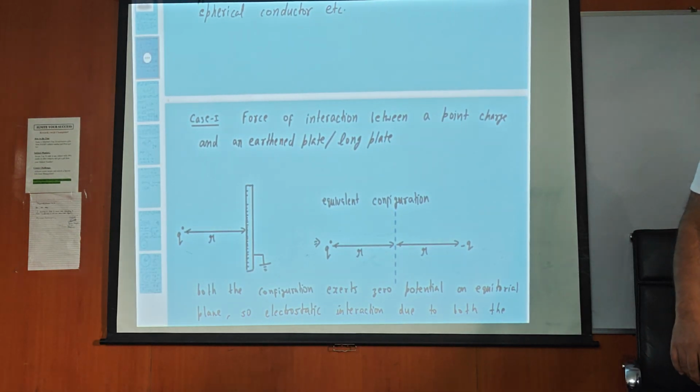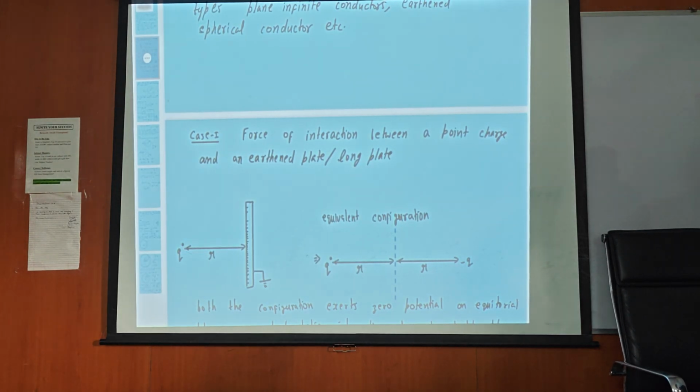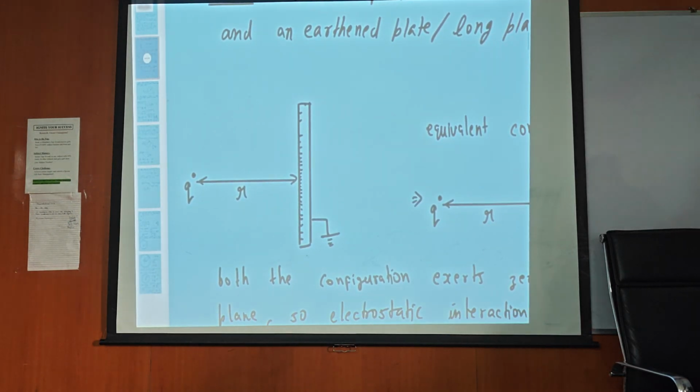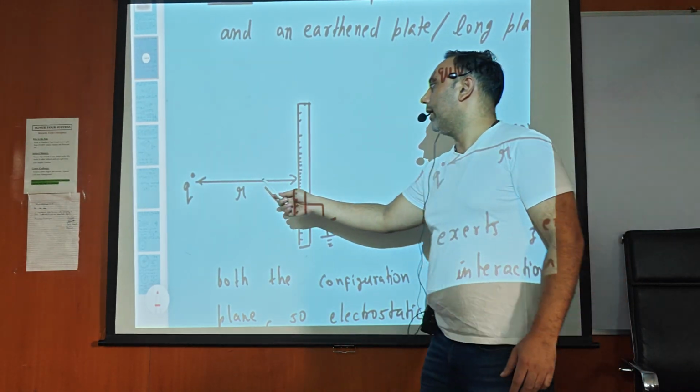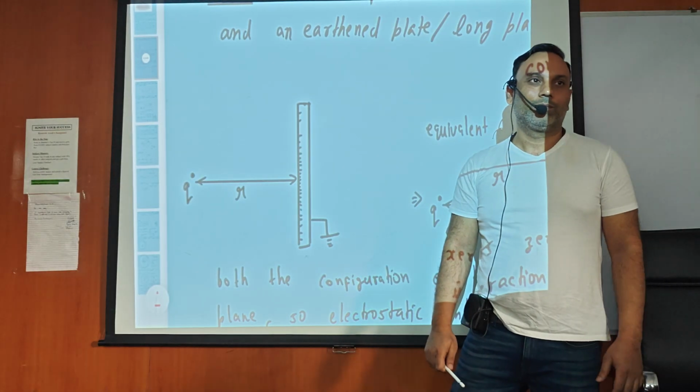See beta, what we have. Now please concentrate here. Suppose we have this configuration: a point charge and an earthed conductor, an earthed long plate. And the question is, find the force of interaction between the point charge and the earthed plate, like this. Suppose that is the question.